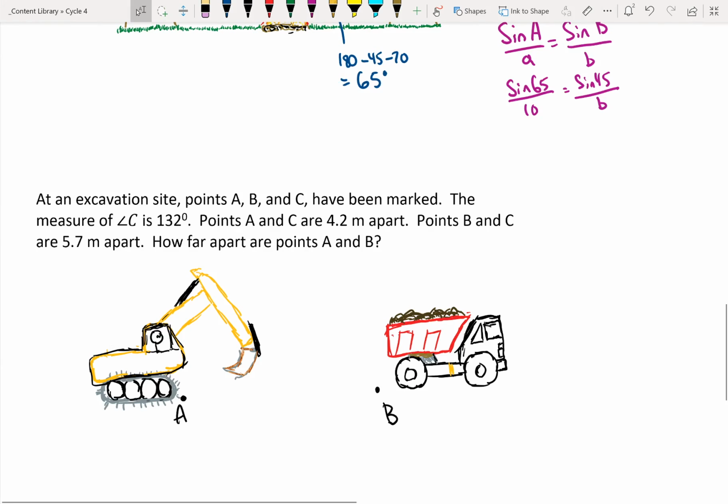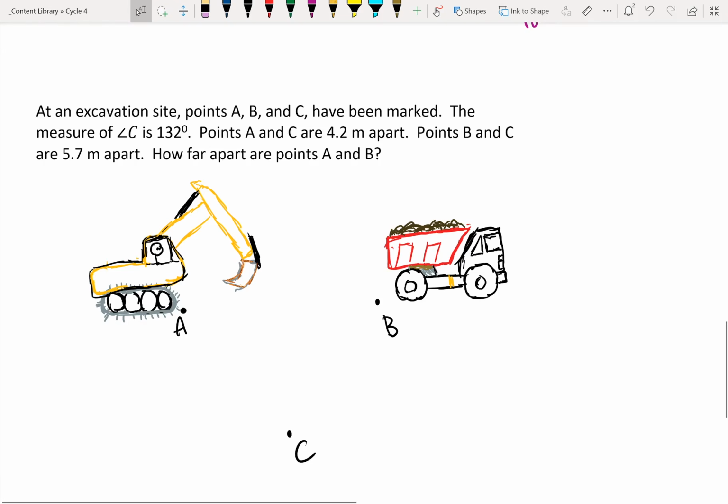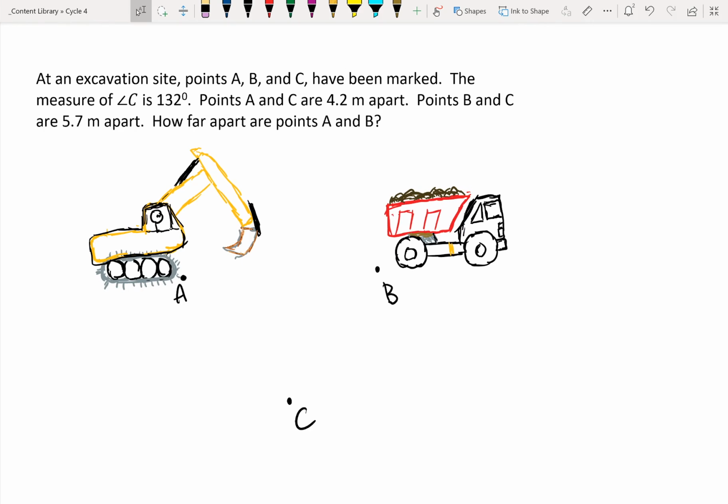And finally, the last one. At an excavation site, points A, B, and C have been marked. The measure of angle C is 132 degrees. Points A and C are 4.2 meters apart. B and C are 5.7 meters apart. How far apart are points A and B?